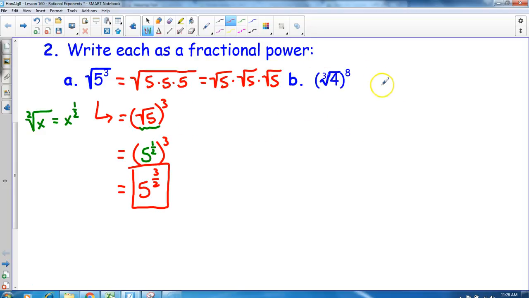Let's check out over here. Let's go through the same process. Here you can see we've already got it written in this form right now. So what we need to do is take what's on the inside, rewrite that as a fractional power. So I've got the cube root of 4. So that is 4 to the 1/3 because it's a cube root. That's how we can rewrite this. And that's to the 8th power, again, multiplying, or power to a power. So this can be rewritten as 4 to the 8/3.